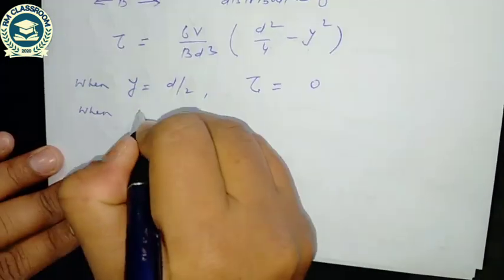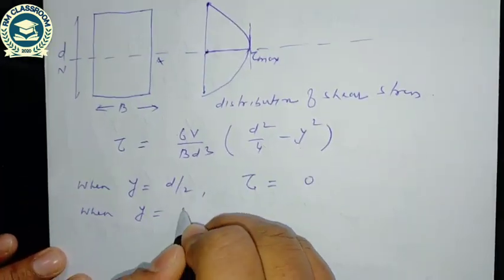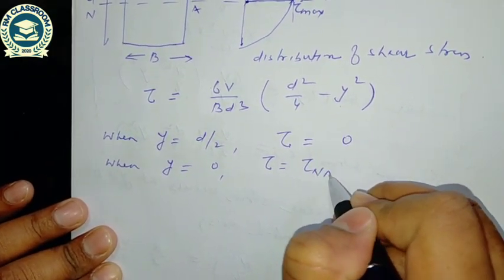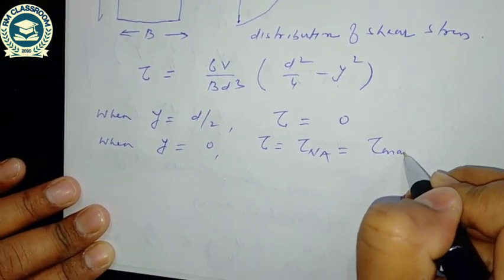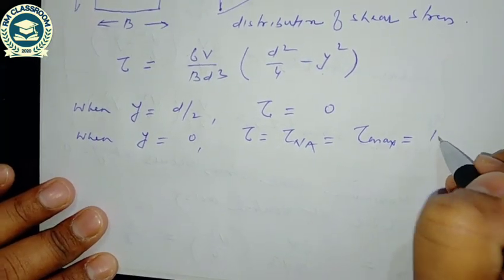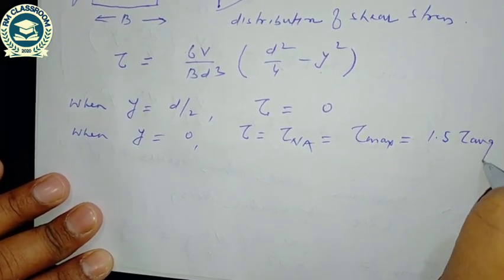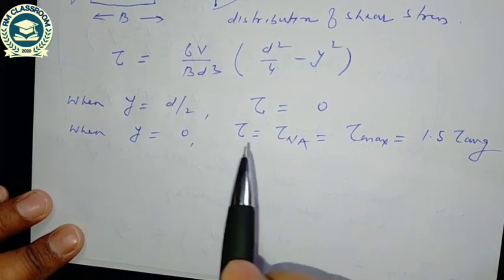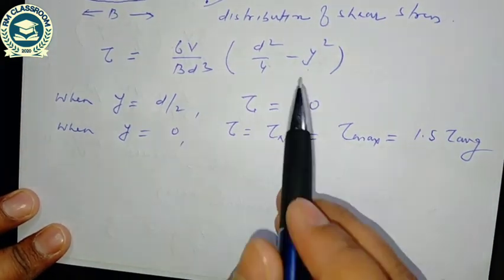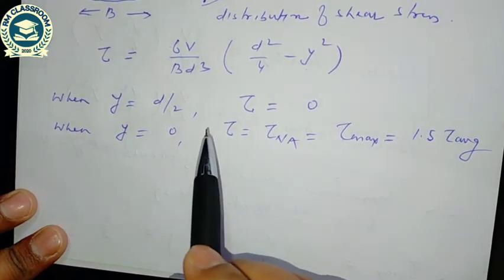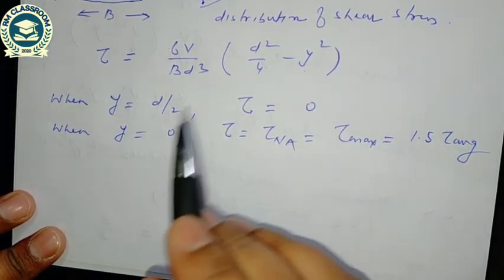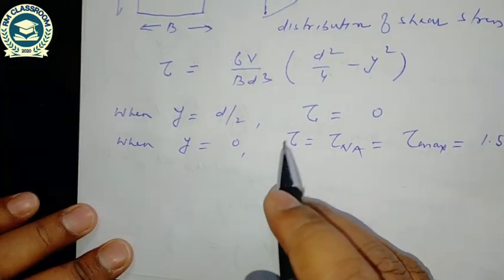When y is equal to 0, tau is equal to tau at the neutral axis, which is equal to tau max, which is equal to 1.5 times tau average. So in a rectangular section, the maximum shear stress occurs at the neutral axis, and the magnitude of that maximum shear stress is 1.5 times the average shear stress in the rectangular beam.